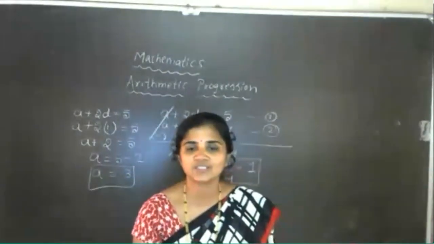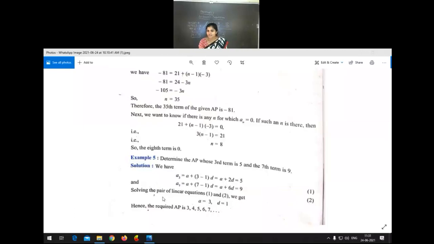So then we have to continue. See here. After solving the pair of linear equations, A is equal to 3 and D is equal to 1. Now you can easily write the AP. How to write the AP? We have the general form of the AP. What is the general form? Once again, just recall the general form of the AP: A, then A plus D, then A plus 2D, and so on up to A plus n minus 1 into D. Now you got A is equal to 3, no? In place of A, you just write 3.